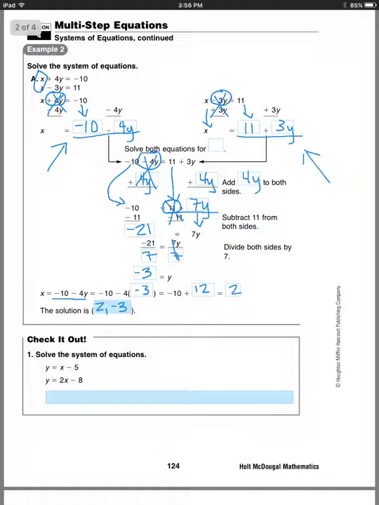Okay, you go try and do your check it out. That one goes along very well with example 1. So I would suggest you look at example 1 as you're trying to work that out, and make sure when you write your solution, your x value is first, followed by your y value.